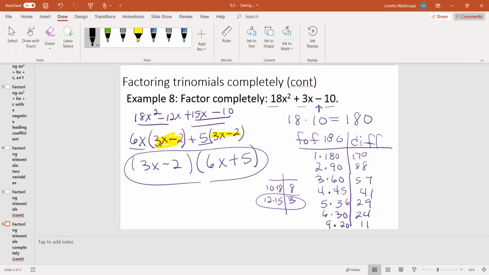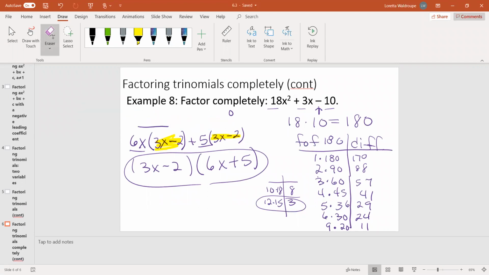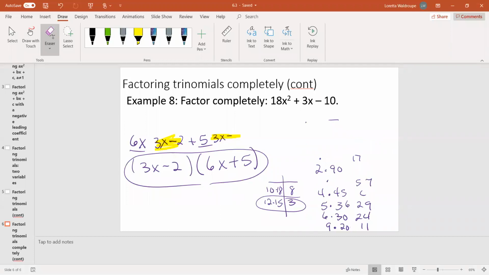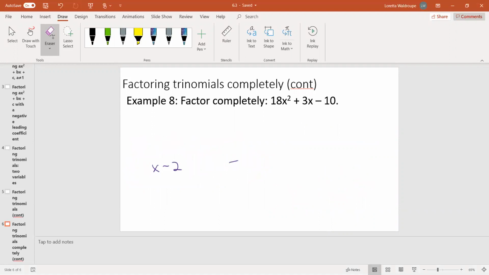One more. And I didn't erase this from when I did it before. Oh my goodness. So let's erase this right quick. Okay, nothing in common.